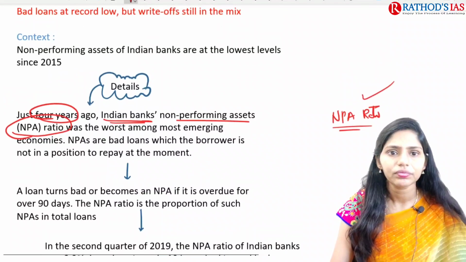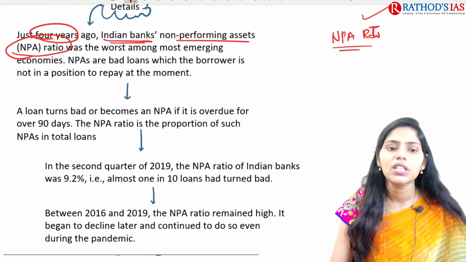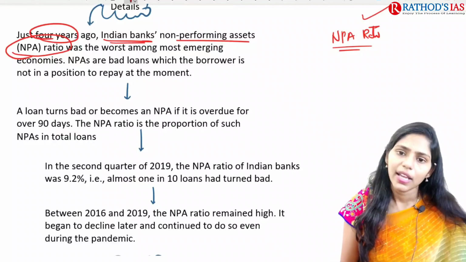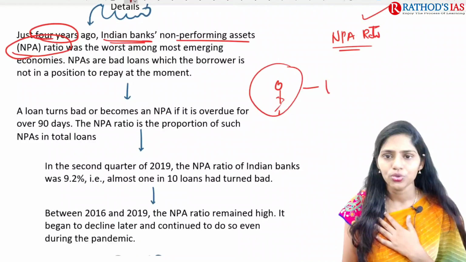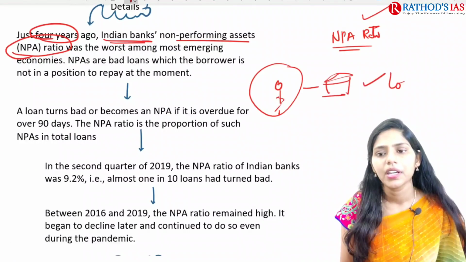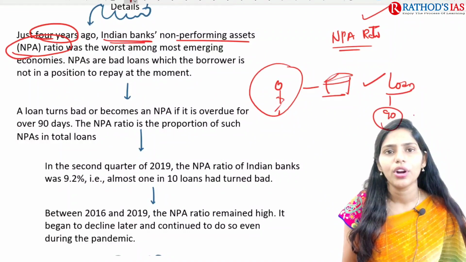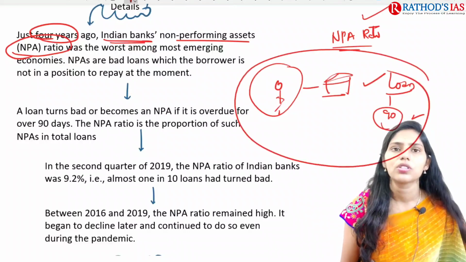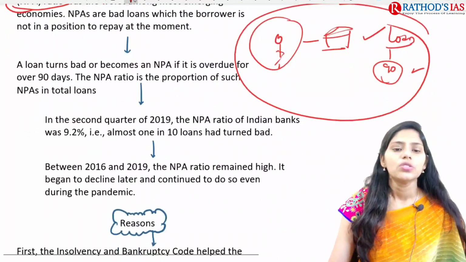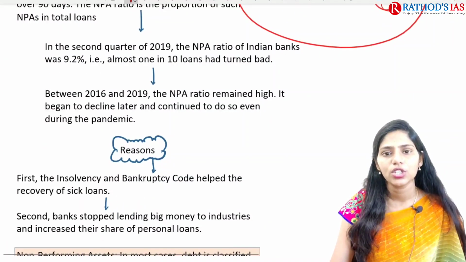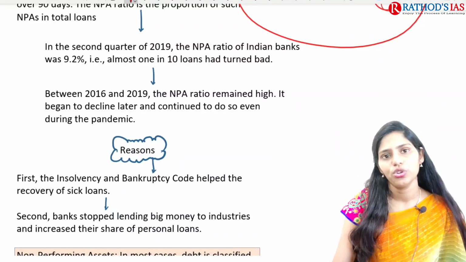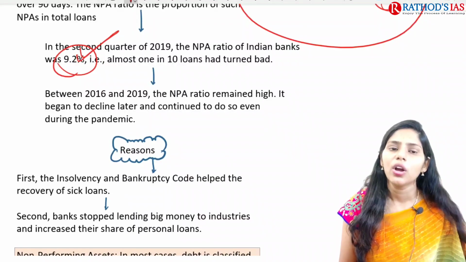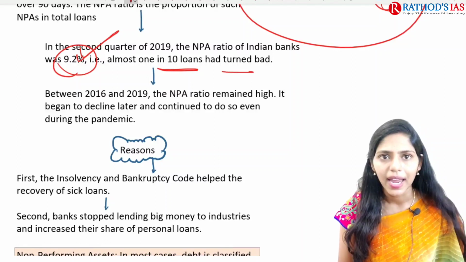And if you see here, a loan turns bad or becomes an NPA if it's overdue for 90 days. That means if I go to the bank and get a loan, but for the next 90 days I'm not paying any interest or any principal amount, then this account will be a non-performing asset. So in the second quarter of 2019, the NPA ratio of Indian banks was about 9.2%, and almost 1 in 10 loans had turned bad.